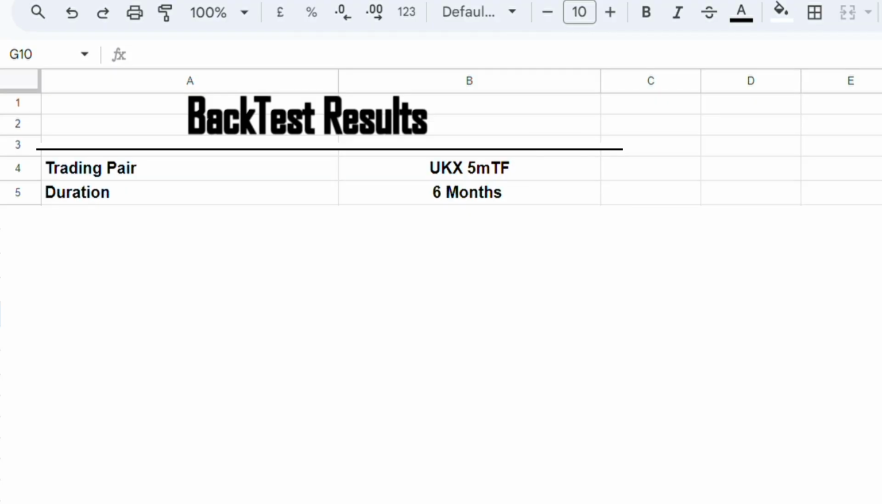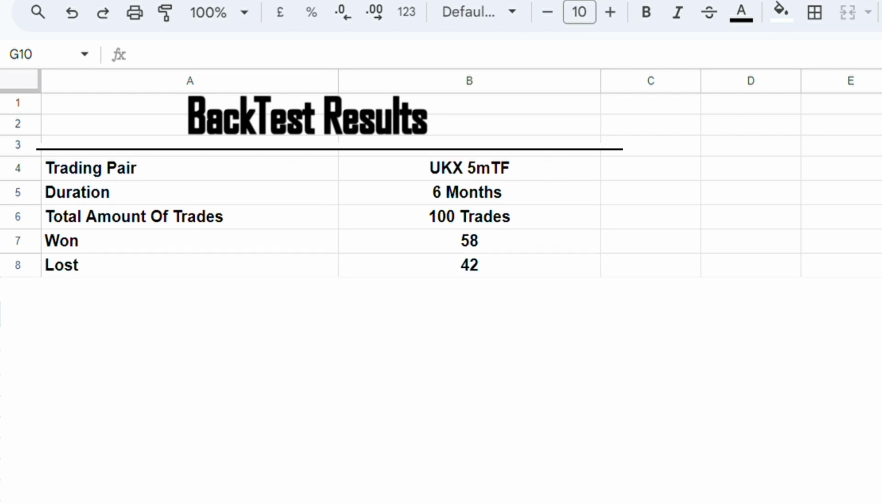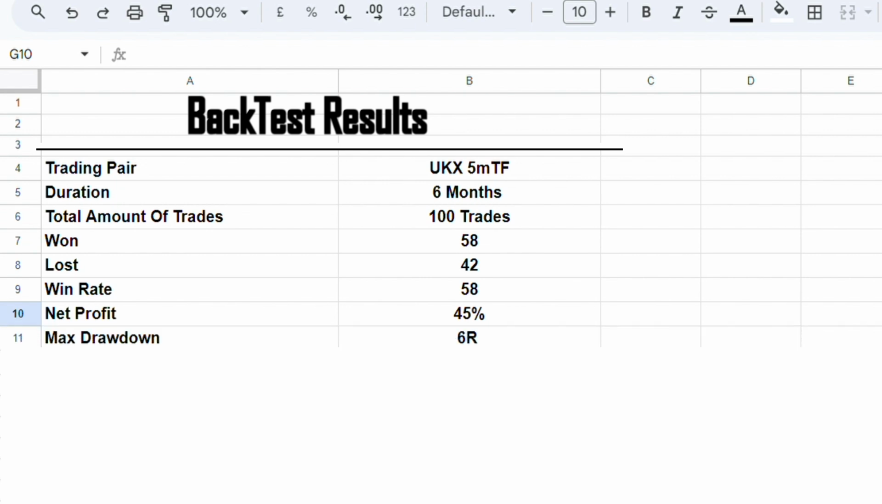Okay, so in 6 months, I took 100 trades, 58 won and 42 lost, which means we had a 58% win rate. Wouldn't want any less than 50 realistically, but we did make money. We had a 45% net profit within them 6 months with a 6R max drawdown, which is kind of high to be honest. But as long as you're diligent and disciplined, that won't be a problem for you long term. Now we also had a 8R max gain, which does overpower the drawdown. So the strategy is good.